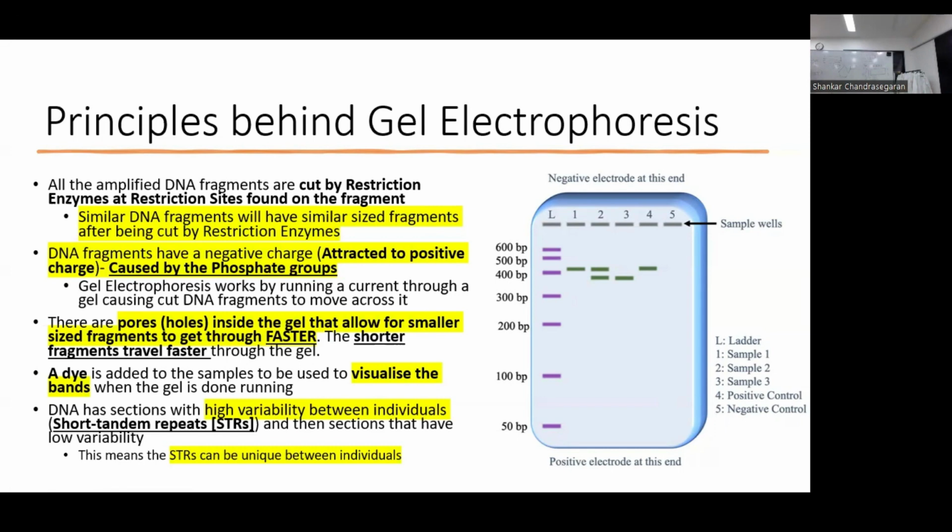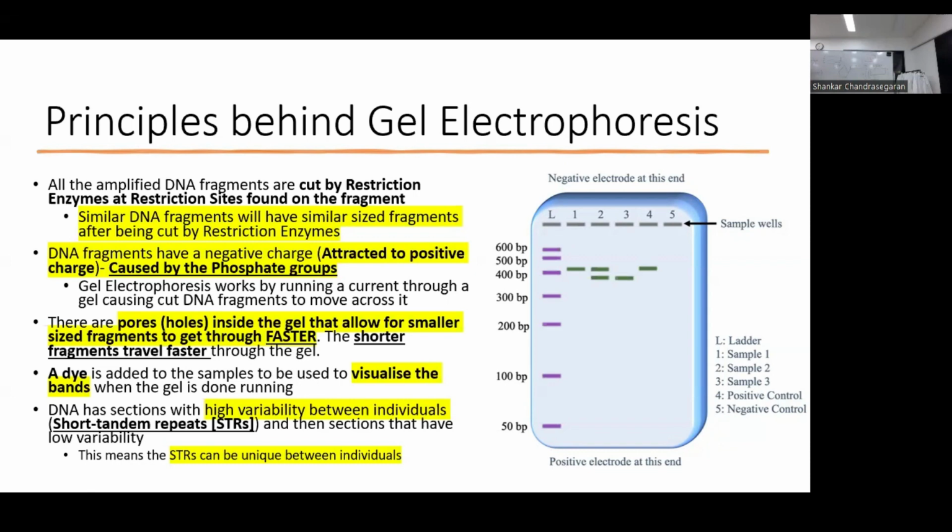So think of it like this. Imagine a very dense crowd and you're trying to get through. If you're a big group, it's always going to be harder for you to get through. But if there's just one person trying to get through that big crowd, it's going to be easier, right? So imagine that's the case with this gel. Since these holes, these pores are so small, they will always allow a smaller fragment.